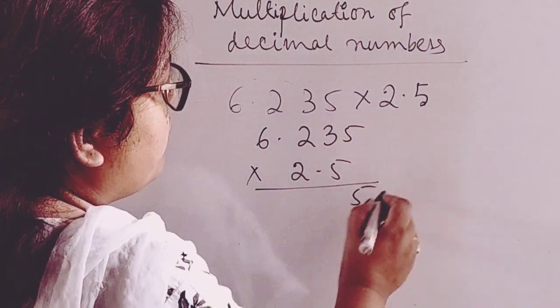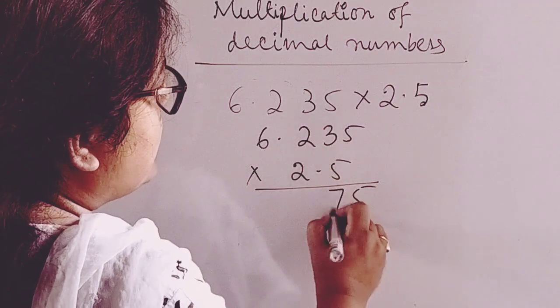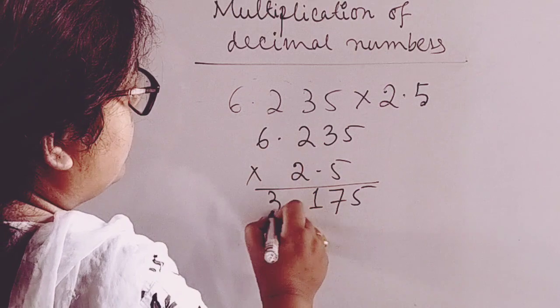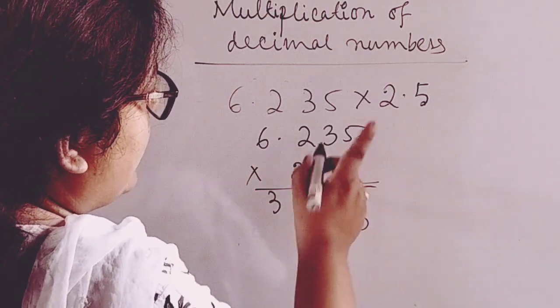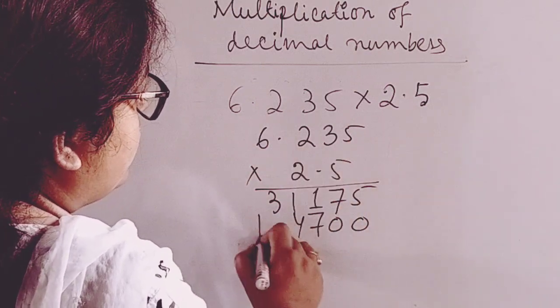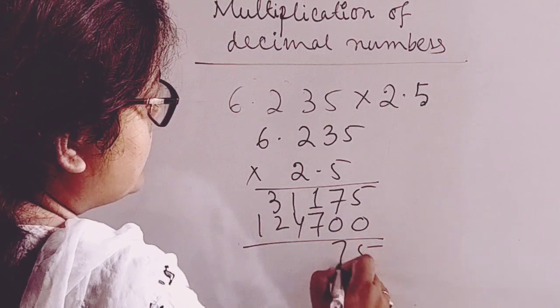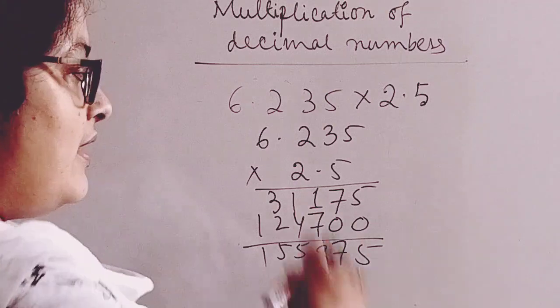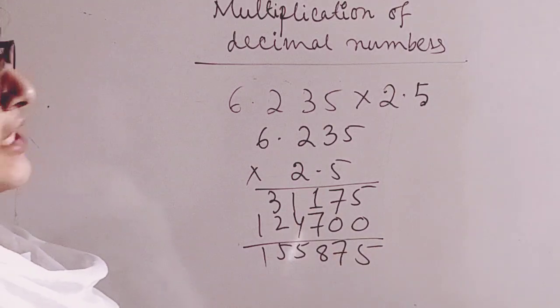5 5s are 25, 5 2 is there, 7 1 1, 31, 1 7 4 12. Now 5 7 8 5 5 1, right? Just the multiplication, normal multiplication is done.